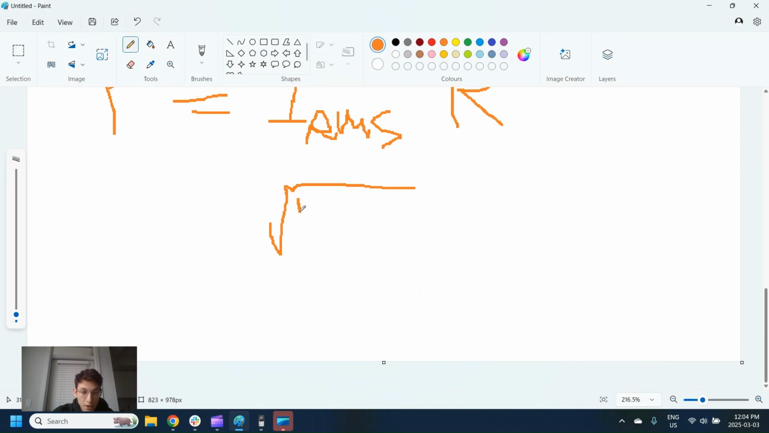of our period averaged integral, 0 to T, of our current. So our IL of t dt.